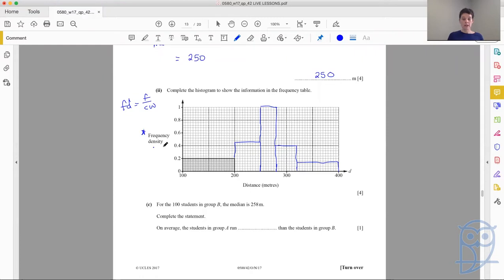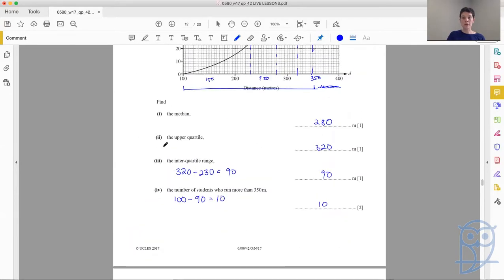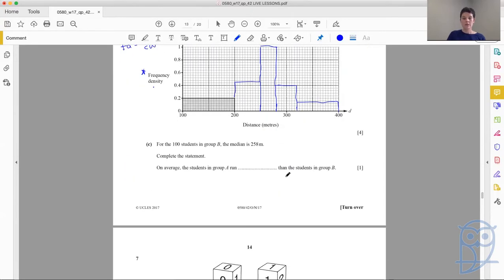They then bring us in part C. For the 100 students in group B, the median is 258. Complete the statement. On average, the students in group A run blank than the students in group B. So if we go back to group A, what was their median? Their median was 280. So group A median equals 280. So their median is higher.